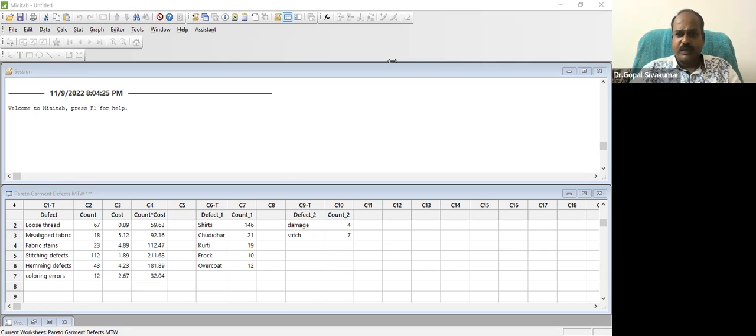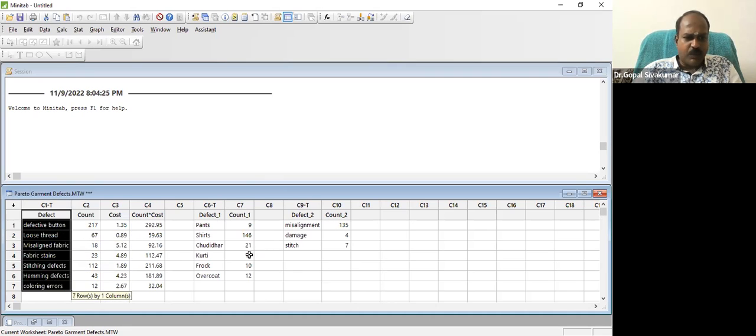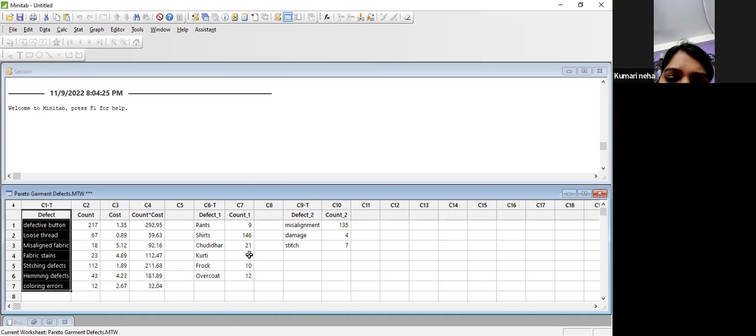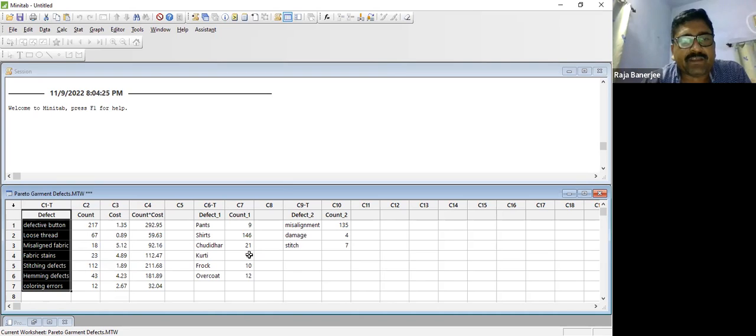So we are just talking about the Pareto, right? Hope you all have learned it in the Define phase. Now there is Pareto data available with me. See here. Can one of you read out what is written here in column number 1? Just read out the wordings there. Defective buttons, loose thread, misaligned fabric, fabric stain, hemming defect.